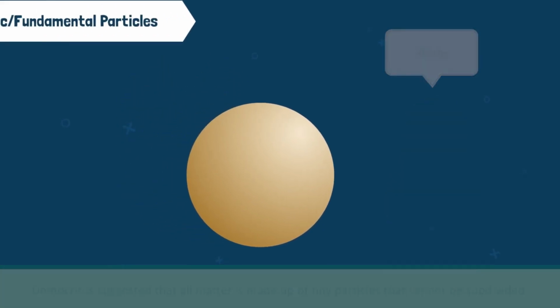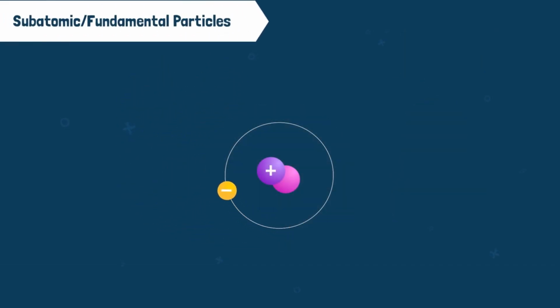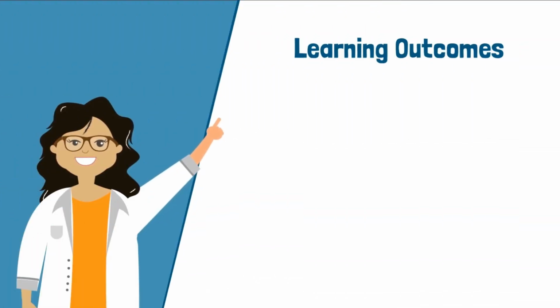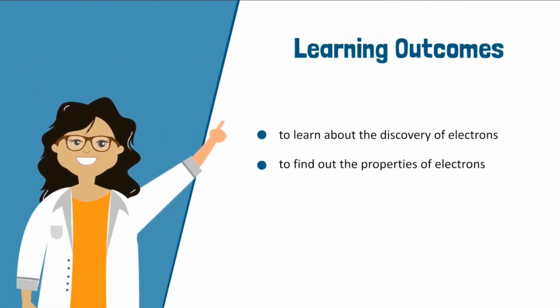It was later found that certain subatomic particles exist inside an atom. These are called the fundamental particles of an atom and are named electrons, protons, and neutrons. In this video, we will discuss the discovery of electrons and their properties.